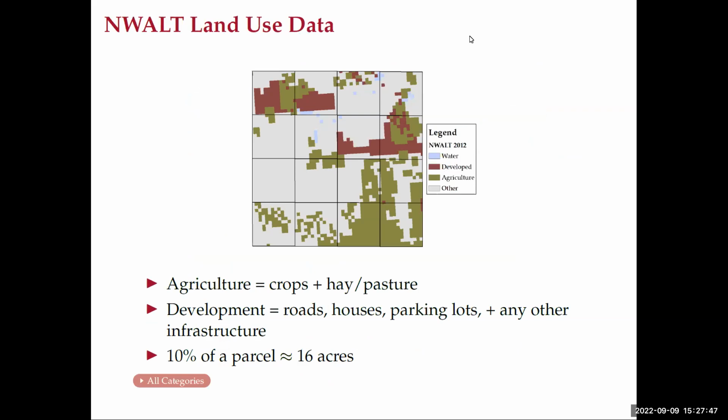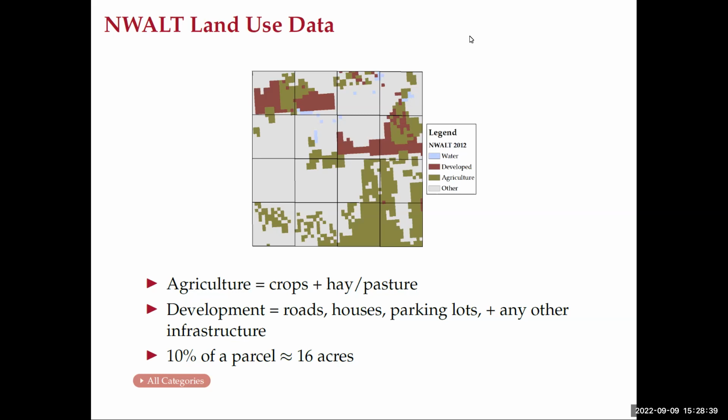So here's essentially what we're going to do. We get the NWALT data for what we define as developed, which is going to be roads, houses, parking lots, buildings, anything like that, and any other infrastructure. And then agriculture, which we're going to do as crops plus hay and pasture for our main specifications, but we can break it out by just crops, just hay and pasture, things like that. And then we can look at the percentage of a 40-acre parcel that's in some type of land use. That's going to be our primary specification. But we could also look at the probability that it has any sort of agricultural use, and you can get at problems with measurement, and it really doesn't make that much difference.